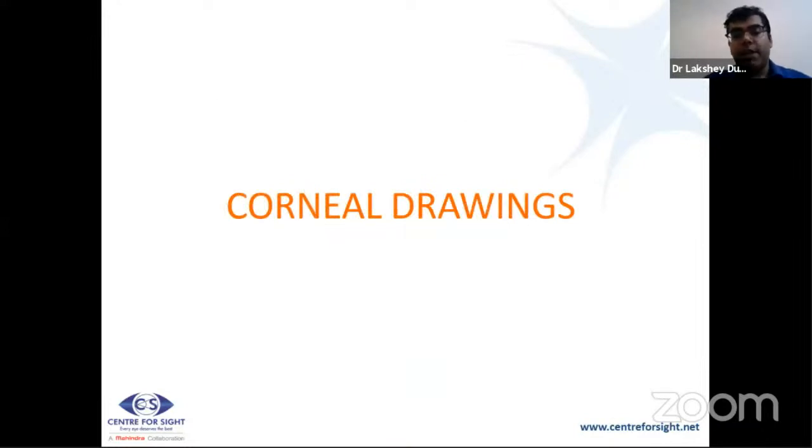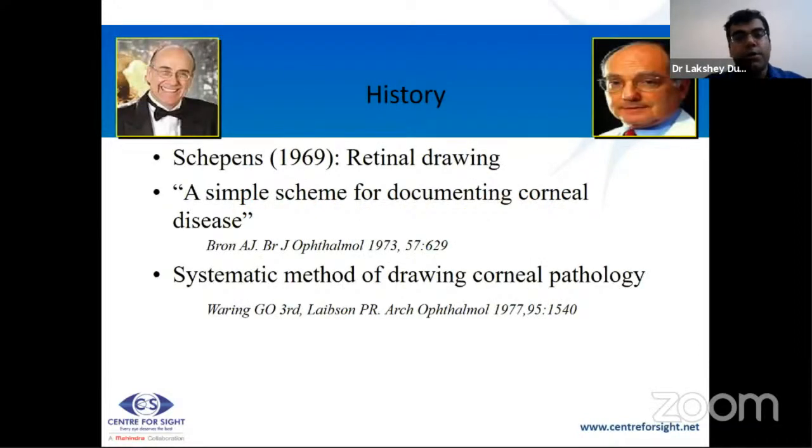So this was about examination. We discussed examination techniques, the way of examining the cornea. Then we discussed common corneal signs and their interpretations. Now the last part of the class is corneal drawings. So Sheehan started retinal drawings, and then we had an article in the British Journal, a simple scheme for documenting the corneal diseases.